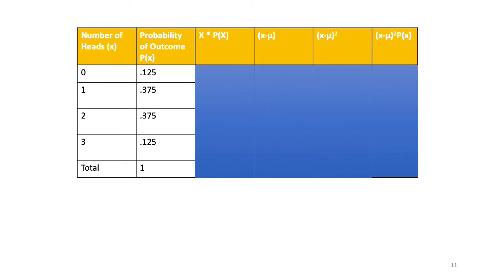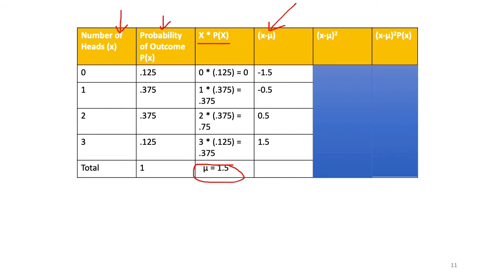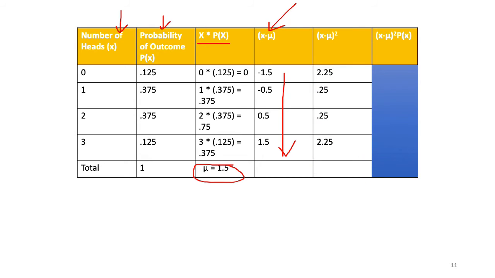So once again, this table lists the number of heads outcomes, the probability of outcome p of x. Now we can take each x, multiply by p of x, and once we do that, add everything up, we get the mean, which was 1.5. Now let's take each x and subtract the mean to get the deviation from the mean. And here's all our deviations from the mean. And finally, we square each of these deviations. So we have 2.25, 0.25, 0.25, and 2.25.